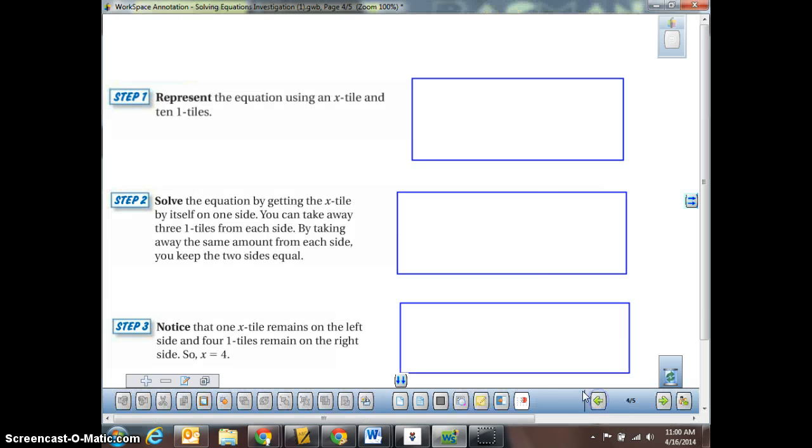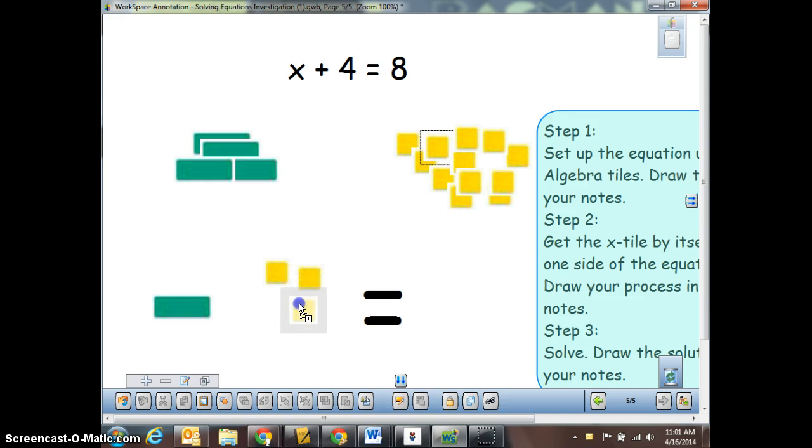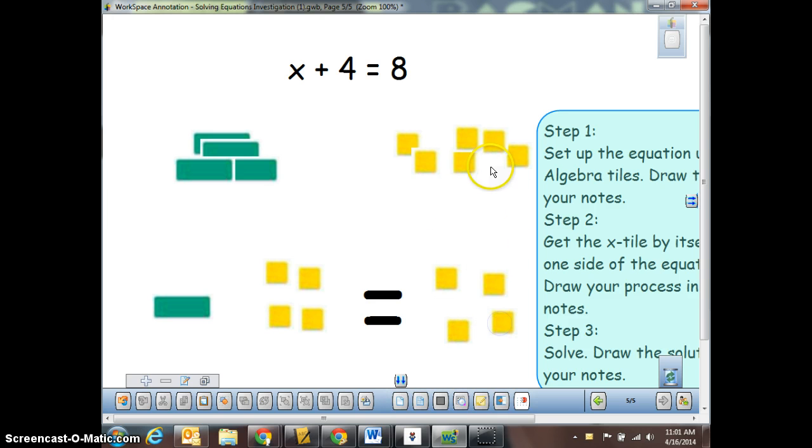So we need to set this up. What does this side look like? This side is going to look like an x, and then we're going to add 1, 2, 3, 4 squares. And then over here equals 8, so I need 8 squares. This is how we would start it. 7, 8.